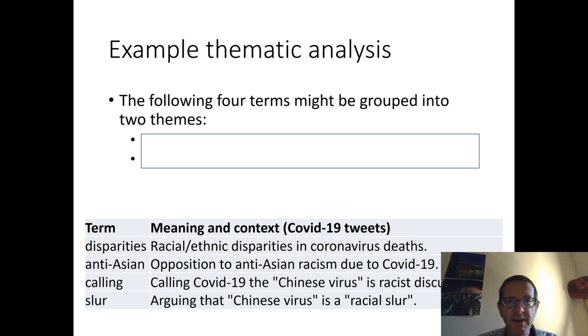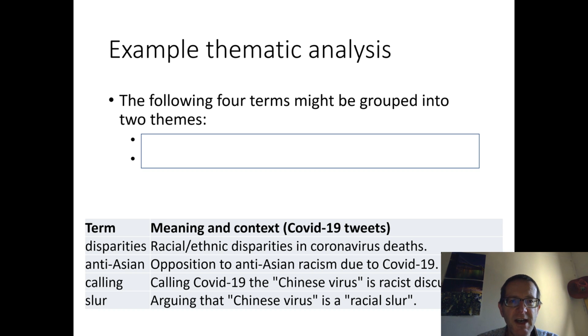So here's an example of a thematic analysis. I've got 4 terms here with their meaning and context from the COVID-19 tweets, and I've split these into 2 themes. So you might like to pause the video now and decide which themes you would identify from these 4 words, what you would call them, and which terms would go into each one. So I'll put my answer up in a second when you're ready.